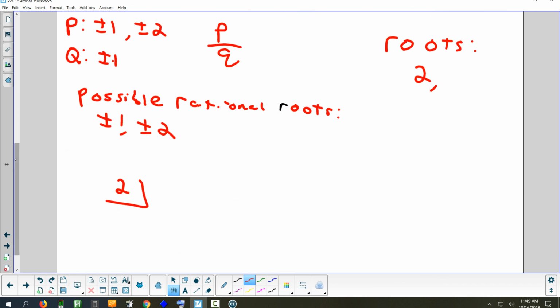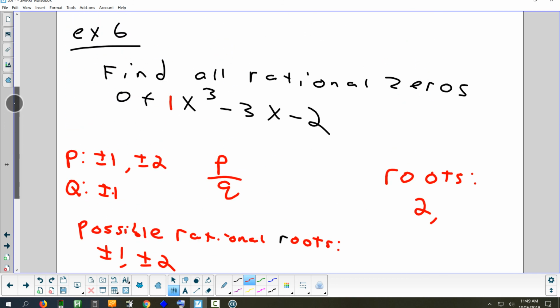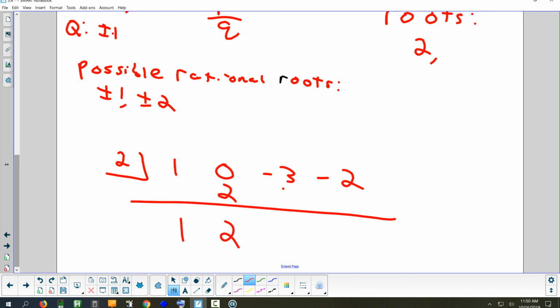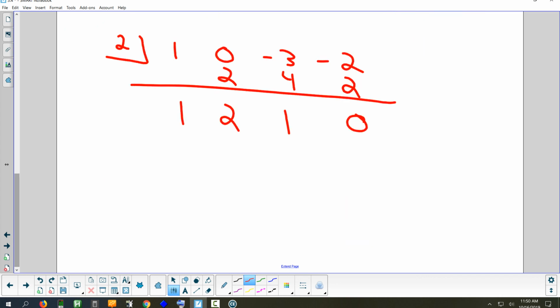So we've got 1, don't forget your 0, -3, -2. Okay, bring down the 1. 2 times 1? 2. 0 plus 2? 2. 2 times 2? 4. -3 plus 4? 1. 2 times 1? 2. -2 plus 2? 0. There's your remainder. Now I'm interested in the quotient.